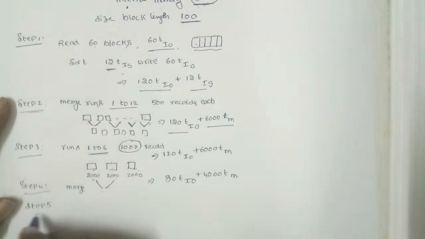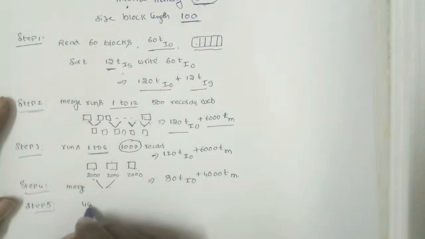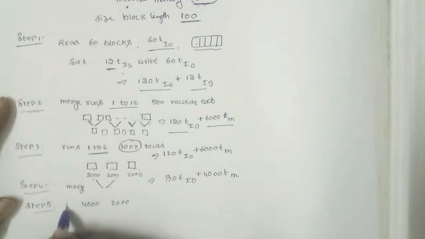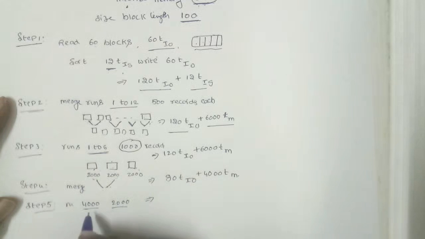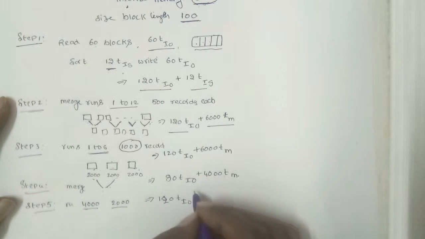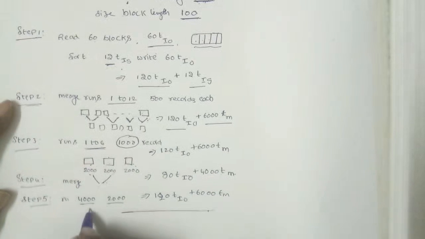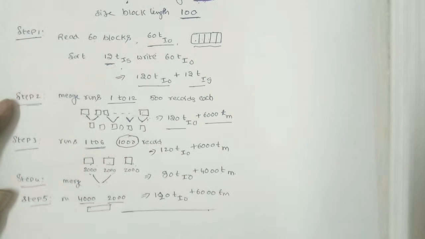Finally, in step 5, I have to merge one run of 4000 and one run of 2000. That means I have to read all 6000 records, which is 120 T10. Perform the merge operation. This is the total, and finally we are getting a single run of all sorted records.